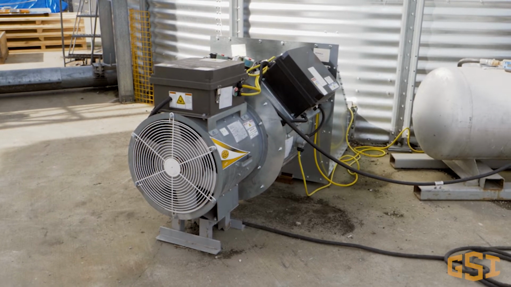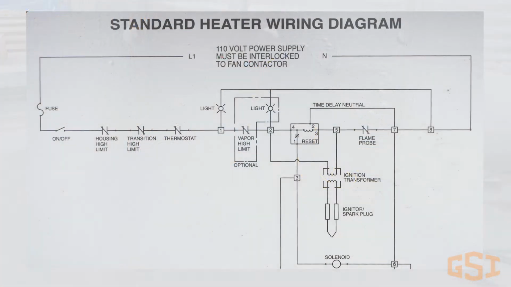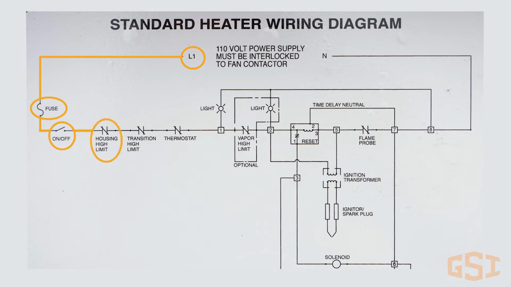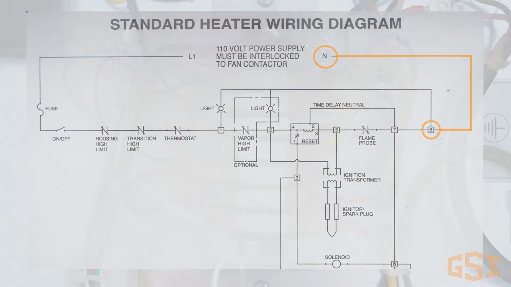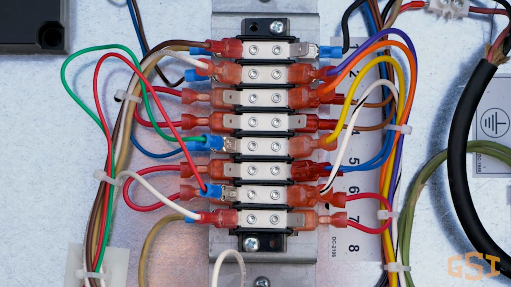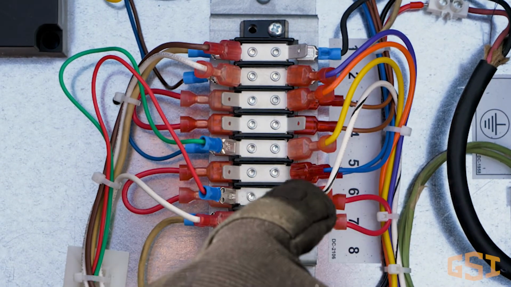In the diagram, the incoming power can be measured across L1 and neutral. L1 goes through a fuse, the heater on-off switch, the housing high limit, the transition high limit, and the thermostat before it is connected to terminal 1 on the terminal strip. Neutral is connected to terminal 8 of the terminal strip. Locate the 8-position terminal block within the control box and identify the terminals.